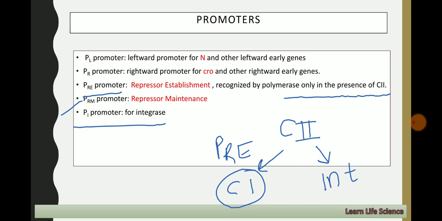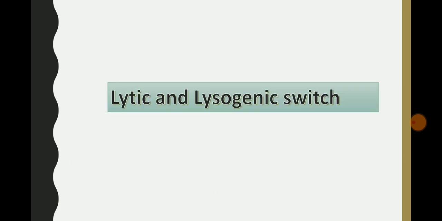Means what? If I ask you a question that which are the genes or which are the promoters that will be going to firstly recognized by RNA polymerase, then your answer should be PL promoter as well as PR promoter. Okay, because these are the promoters that are going to transcribe the first early genes N and CRO. Okay, so let's get started with the lytic as well as lysogenic switch.